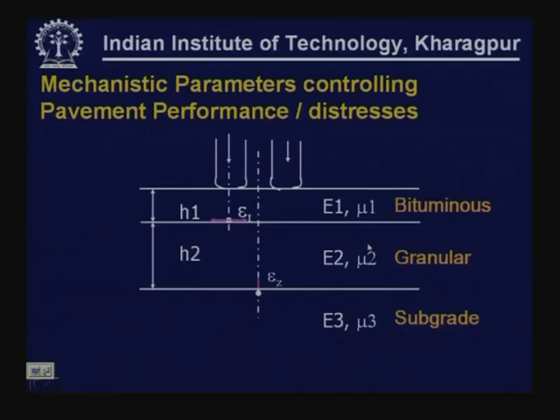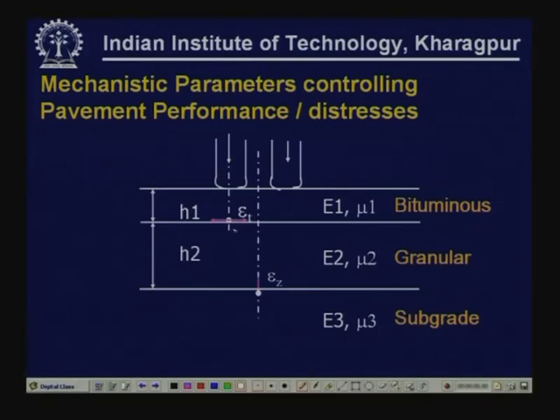For a pavement loaded by wheel loads, the tensile strain at the bottom of the bituminous layer, as you see here epsilon t, is considered to be critical in explaining the fatigue behavior of bituminous layers. Similarly, the vertical strain on top of subgrade, epsilon z, is considered to be critical in explaining the permanent deformation behavior of the pavements. So, these are the two parameters that have been found to have good correlation to fatigue cracking of bituminous layers and also permanent deformation of bituminous pavements.